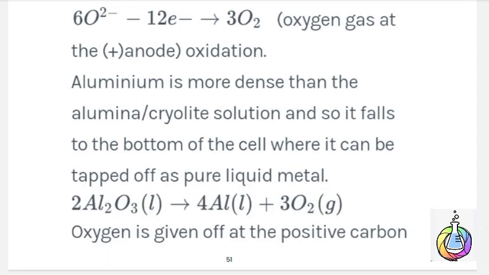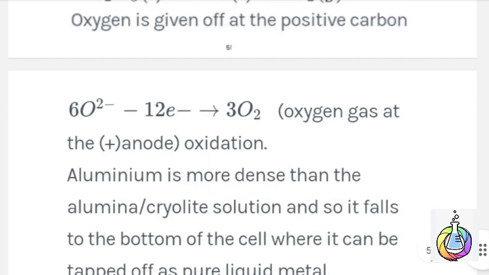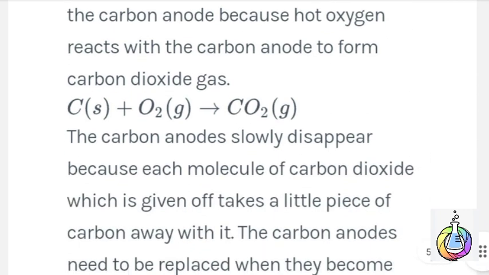Aluminium is more dense than the alumina cryolite solution, and so it falls to the bottom of the cell where it can be tapped off as pure liquid metal. 2Al2O3 liquid gives 4Al liquid plus 3O2 gas. Oxygen is given off at the positive carbon anode. Carbon dioxide is also given off at the carbon anode because hot oxygen reacts with the carbon anode to form carbon dioxide gas. Carbon plus O2 gives CO2 gas.